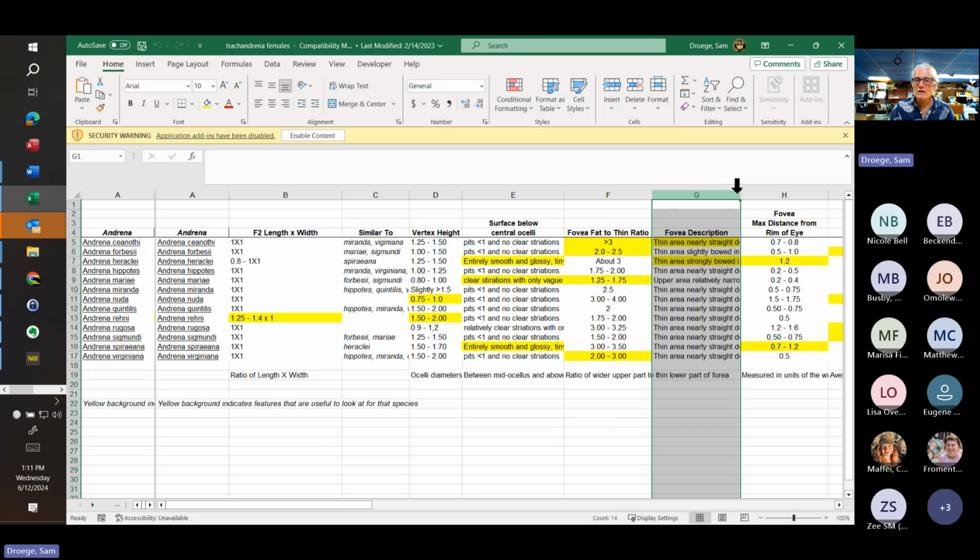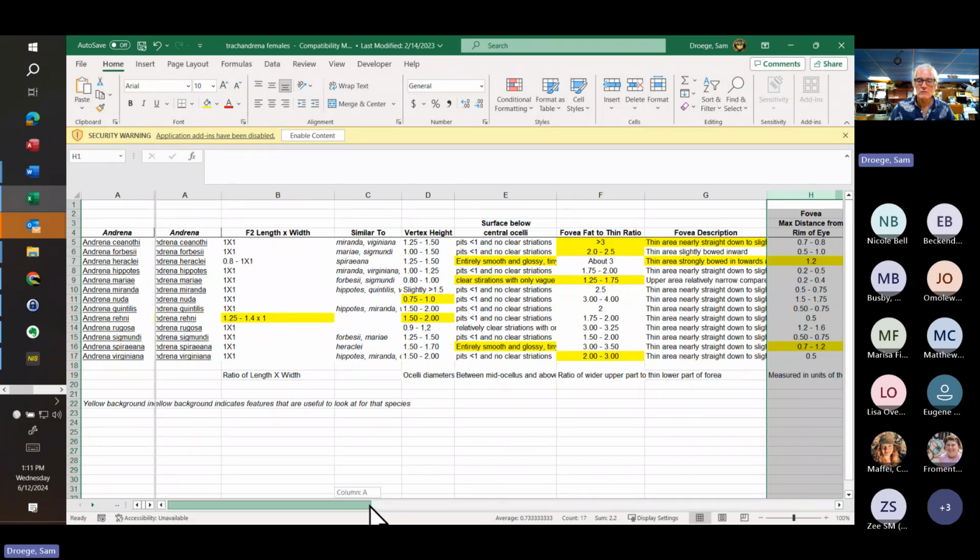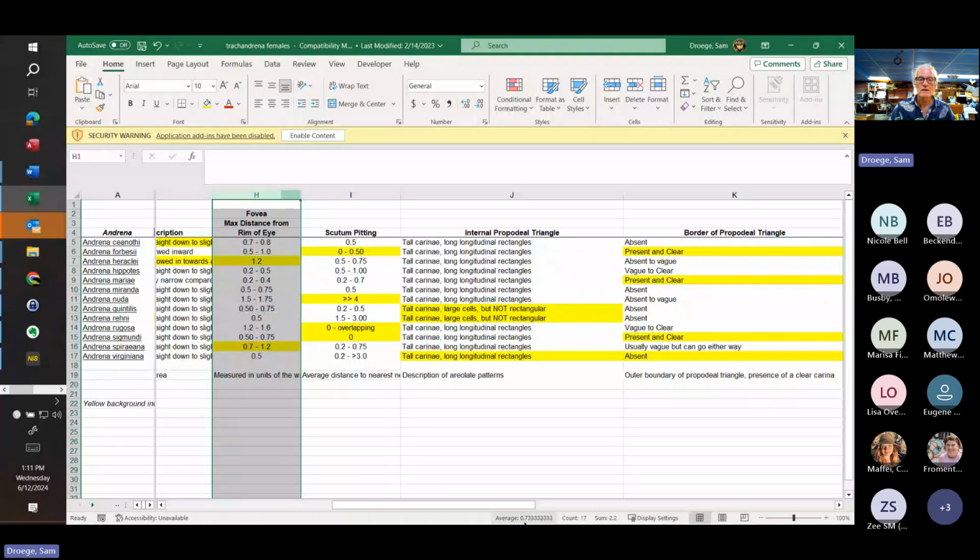Fovea description. So this has to do with, and you can open these things up more, whether the area, in particular below the ocelli, whether it's bowed out or bowed in. So, or straight. So it's the shape. Then we'll move this a little bit. There's a lot of characters, but again, a lot of these bleed into one another.